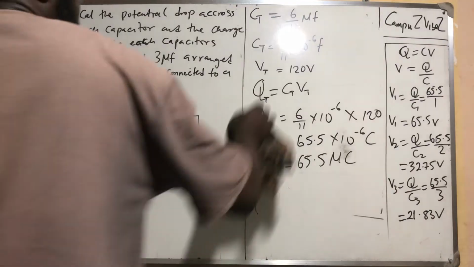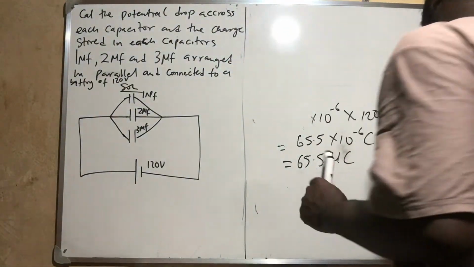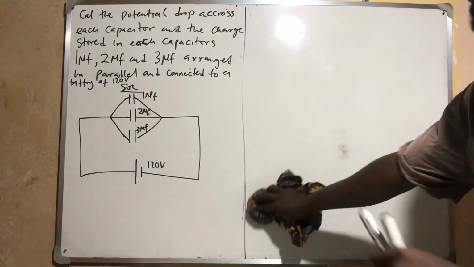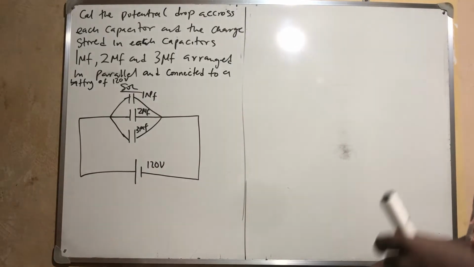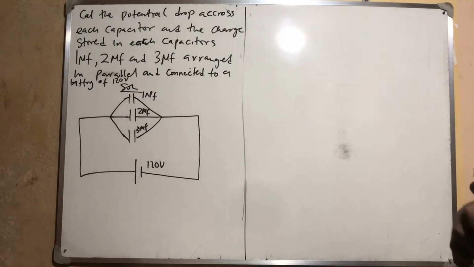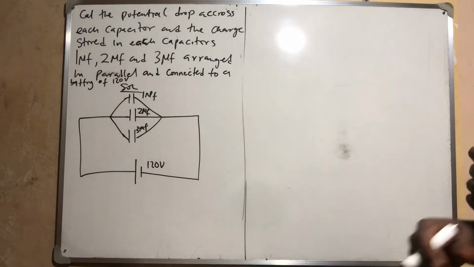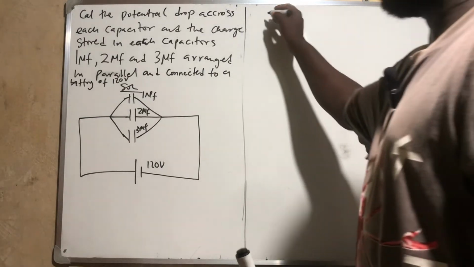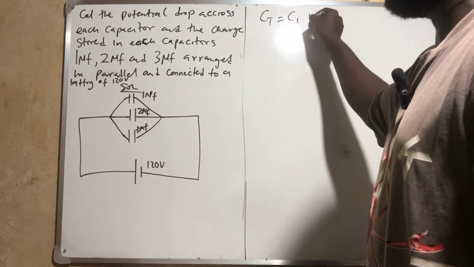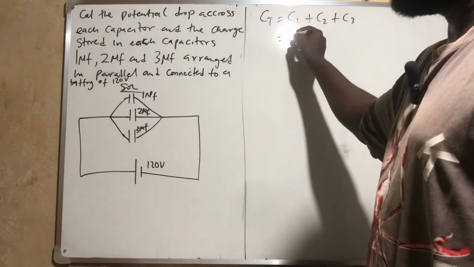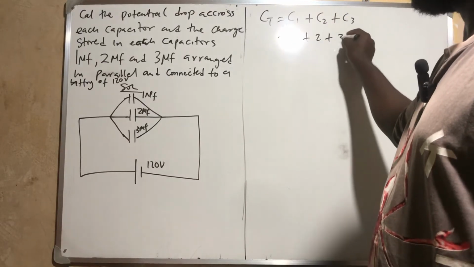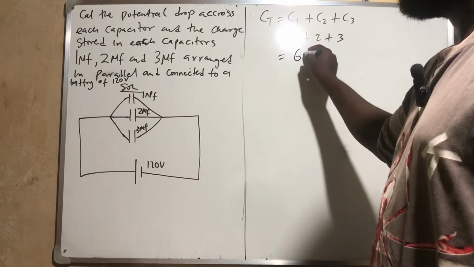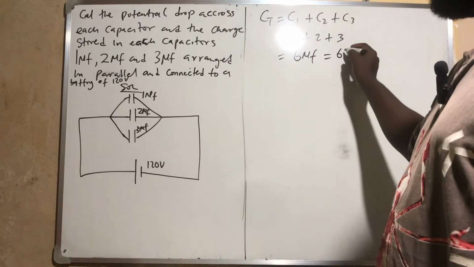So what do we do now? This is a very simple question. The first thing you get is the total capacitance. But before getting it, you should be aware that the potential difference across each capacitor in parallel is the same. So let us get the total capacitance. C total is equal to C1 plus C2 plus C3, which is 1 plus 2 plus 3, which is 6 mu farad.